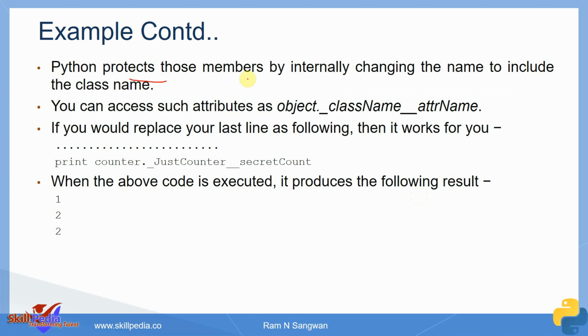Python protects those members by internally changing the name to include the class name. You can access such attributes as object dot underscore underscore class name underscore underscore attribute name. If you replace your last line as follows, it will work for you. Print counter class just counter secret format. So you have to put these things in your call, and then it will execute the code as expected. Otherwise they are not visible to you.